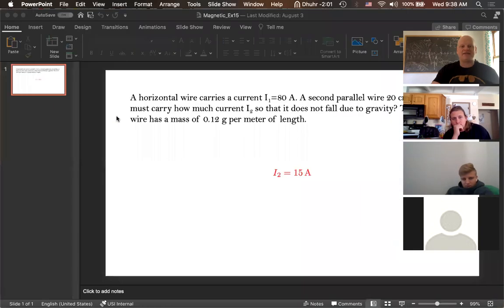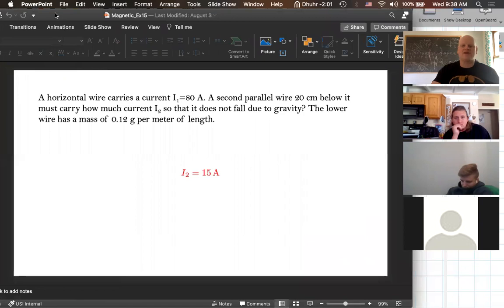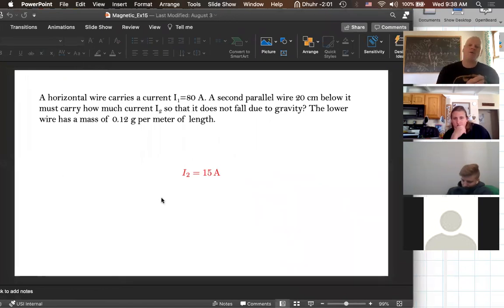So the first one says that we have a horizontal wire that carries a current I1 of 80 amps. A second wire, which is 20 centimeters below it, must carry a current. I want to know what current I2 the second wire must carry, which is 20 centimeters below, so that it doesn't fall under its own weight. And it says that the lower wire has a mass per unit length of 0.2 grams per meter of length.